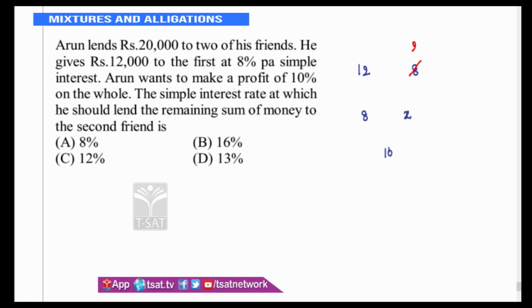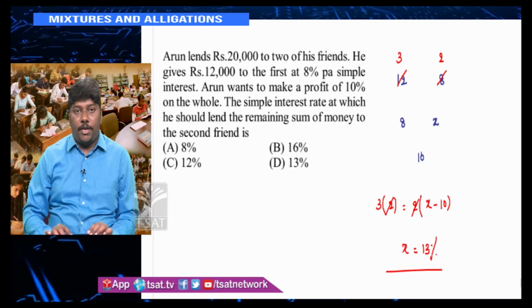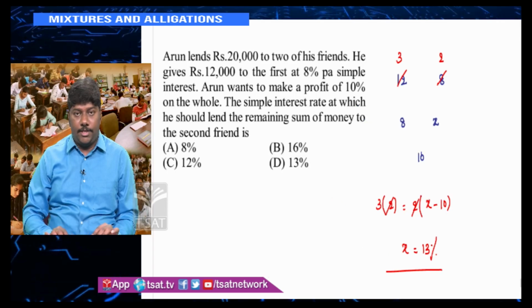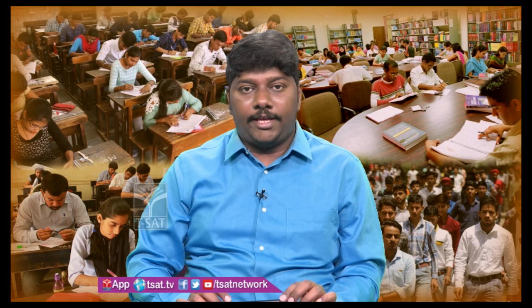You can simplify it further. You are mixing them in 3:2 ratio. So I want 3, the difference is 2. 2 minus 10, because here 8 is less, therefore x must be more. 2 cancel, so x is equal to 13%. He must lend the second sum, that is 8,000, at 13%. So here nowhere are we finding the direct values, we are just applying the formula of mixtures and alligations. You are getting the answer.